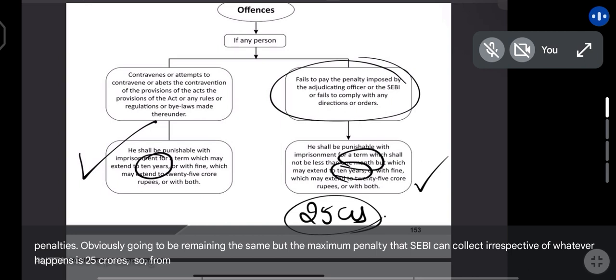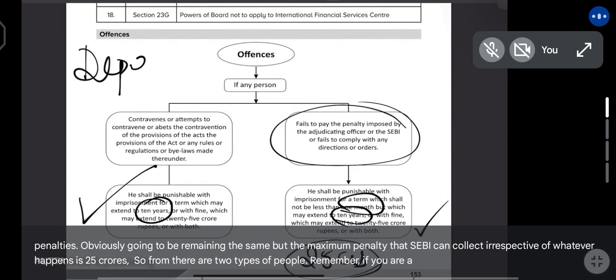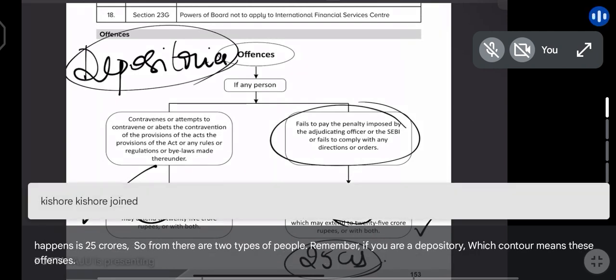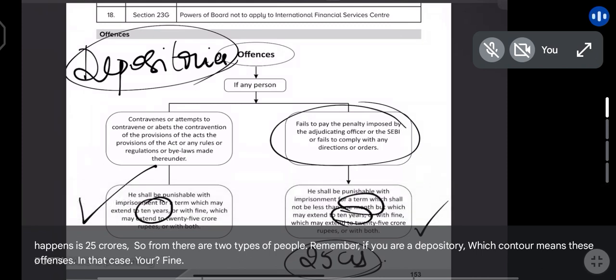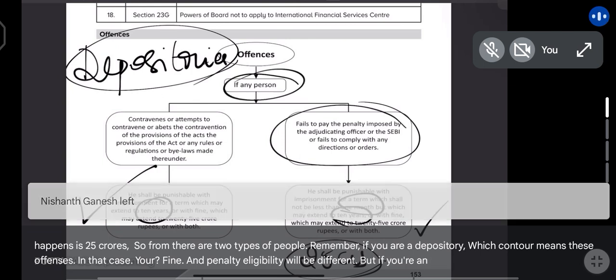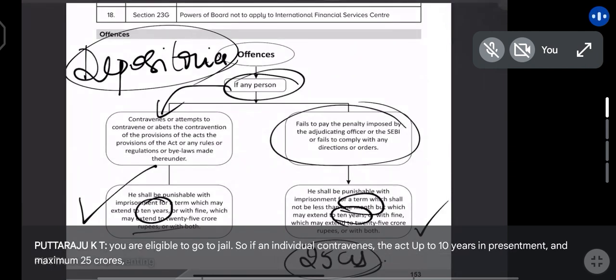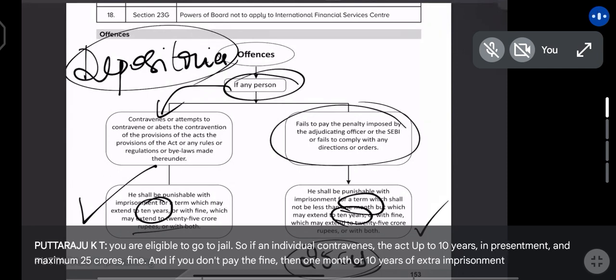So there are 2 types of people. Remember, if you are a depository which contravenes these offenses, in that case, your fine and penalty eligibility will be different. But if you're an individual, then you are eligible to go to jail. So if an individual contravenes the act, up to 10 years imprisonment and maximum 25 crores fine. And if you don't pay the fine, then 1 month to 10 years of extra imprisonment and again 25 crores of fine.